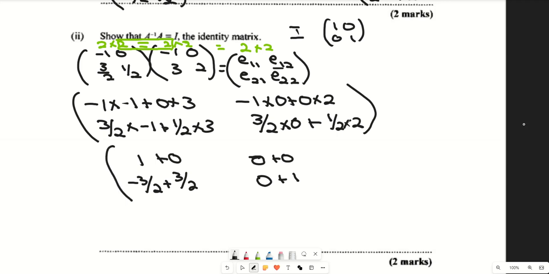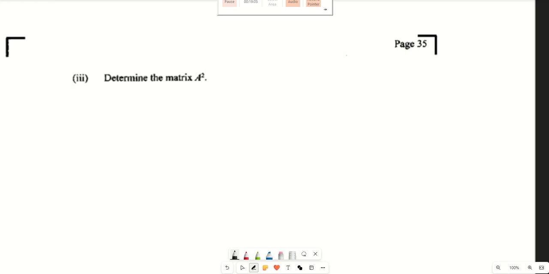So when you add them all up, 1 plus 0 is 1, 0 plus 0 is 0, minus 3 over 2 plus 3 over 2 is 0, and then plus 1 is 1. So we can see that when you multiply the inverse by the matrix, which is just a known thing, you get the identity matrix of 1, 0, 0, 1.